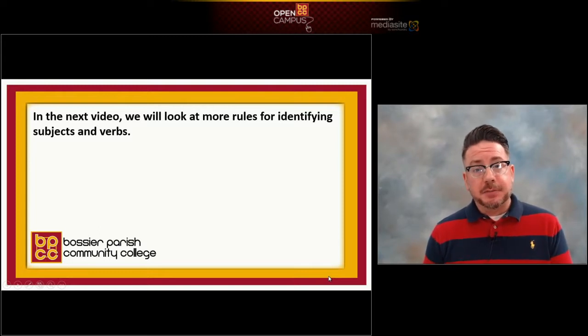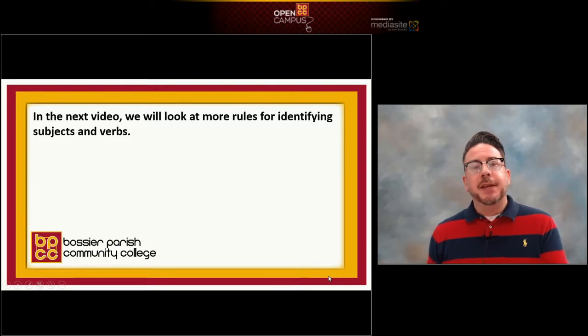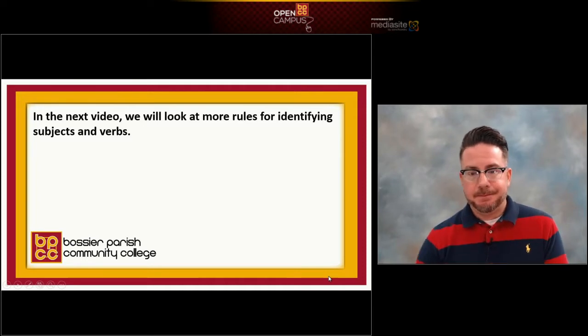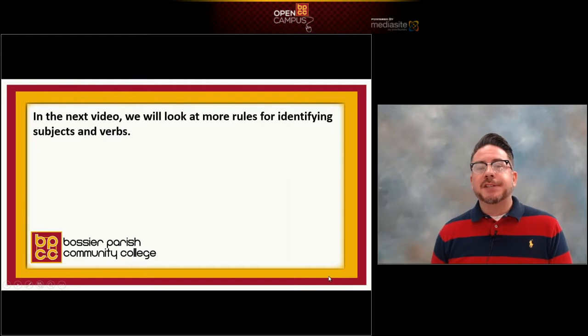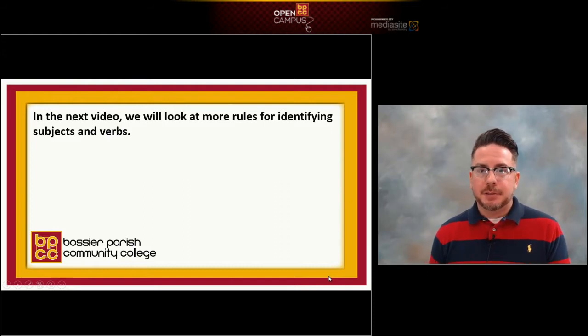They are both the subject of the sentence. And they did 2 things. The sentence says 2 things about John and Katie. They prepared the project together and they presented it to the committee. Okay, well, in the next video, we're going to look at some more rules for identifying subjects and verbs.